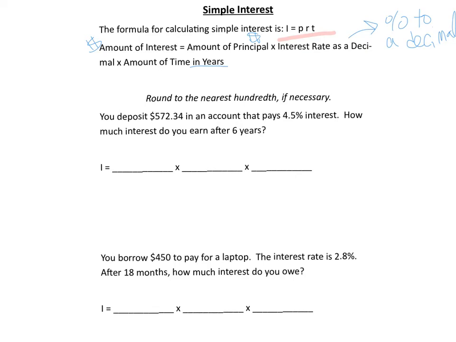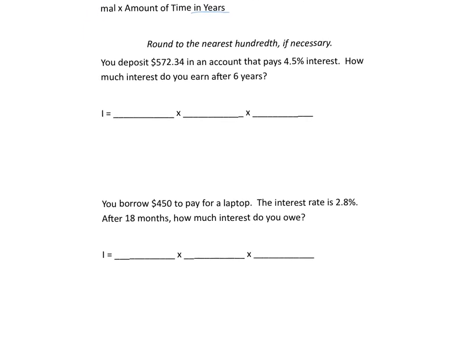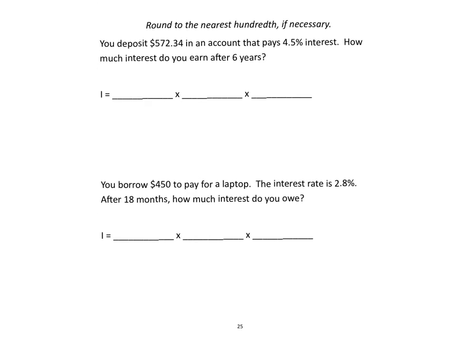Now, knowing that this is going to be the formula, let's go ahead and solve a couple problems, noting that we're going to round to the nearest hundredth if necessary. So the formula is I equals P times R times T. You deposit $572.34 in an account that pays 4.5% interest. How much do you earn after 6 years?